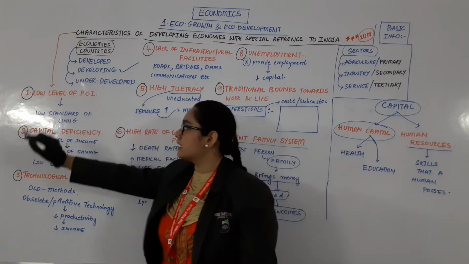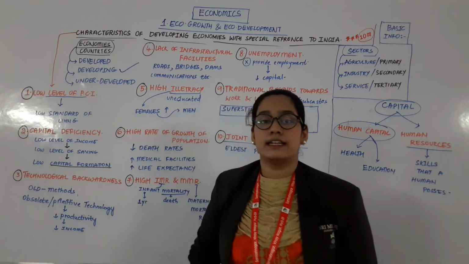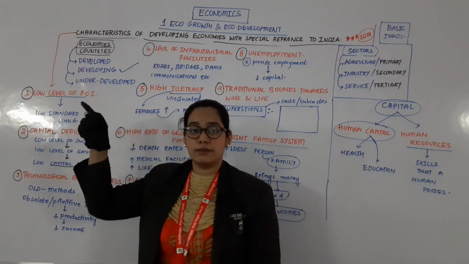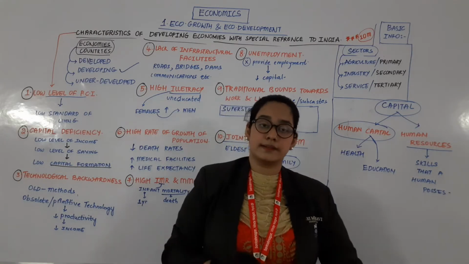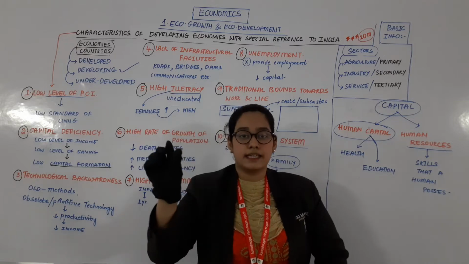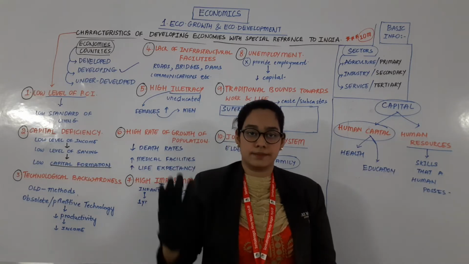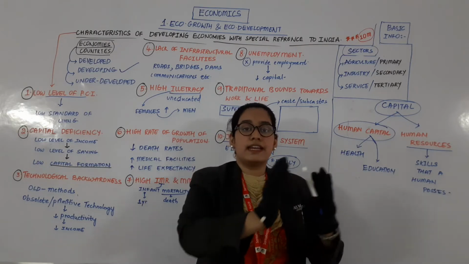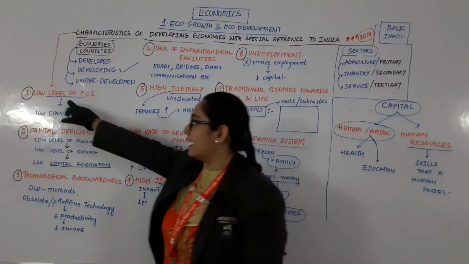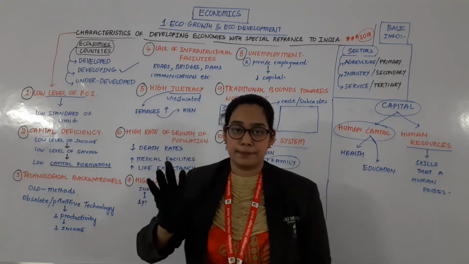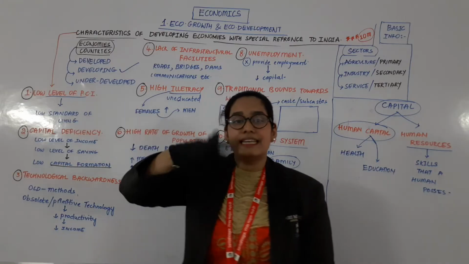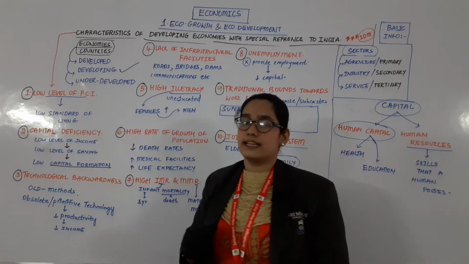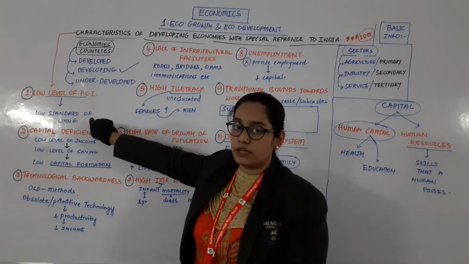The first point is low level of per capita income. You have read per capita income in your first year. Let me recall it once again. Per capita income means income per person. National income means income of the whole country. Per capita income means income of an individual. So what it is saying is low level of per capita income: when an individual's income is less, then automatically their standard of living will also be low.